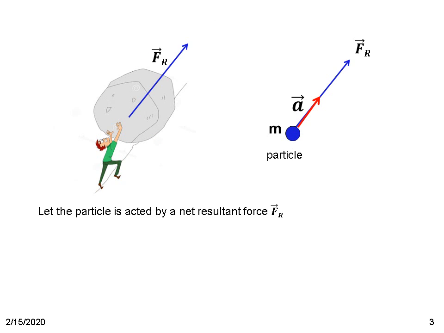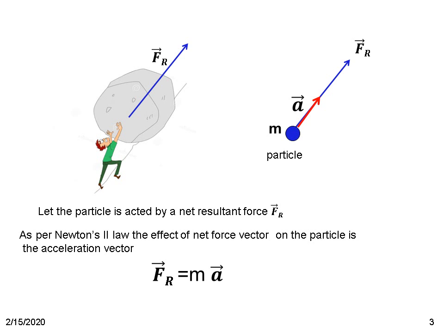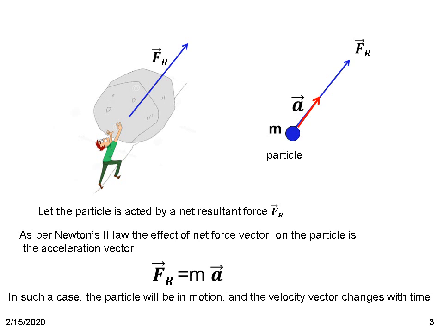Now consider the object is acted on by a net resultant force Fr. According to Newton's second law, this resultant force causes acceleration of the object. The equation that governs this motion is F equals ma. In this case, F is the net resultant force Fr. Due to acceleration, the object will be in motion and its velocity vector will change with respect to time.